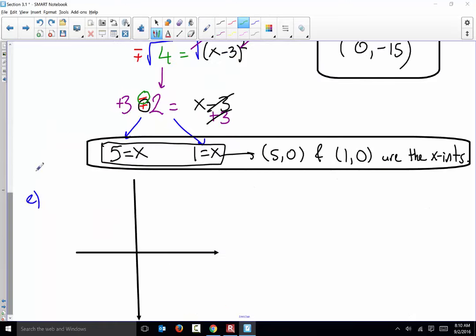At 3, 12. So if this is 1, 2, 3, 1, 2, 3, 4, 5, 6, 9, 12 should be up here. Here you are, here's the seed. Okay, let's complete the picture then.